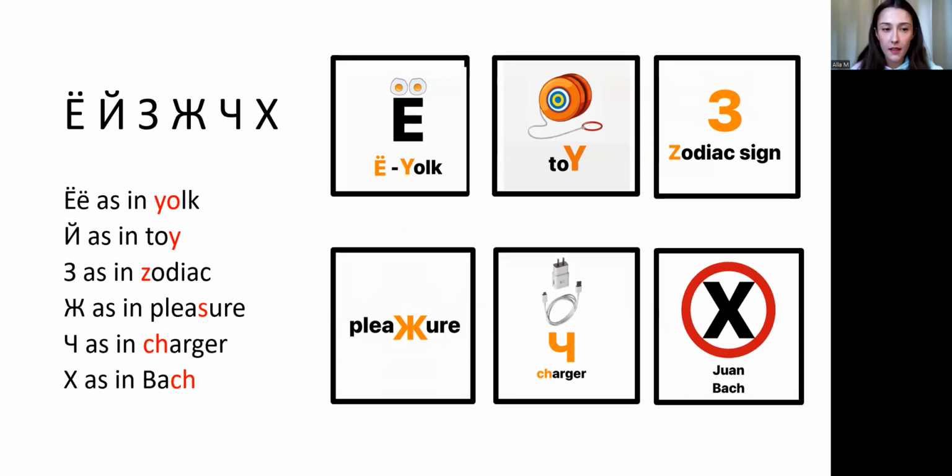Yo, y, z, j, ch, h. One more time, I want you to pronounce it with me. Yo, y, z, j, ch, h. Yo as in the word yolk, y as in toy, z as in zodiac, j as in pleasure, ch as in charger, h as in Bach.